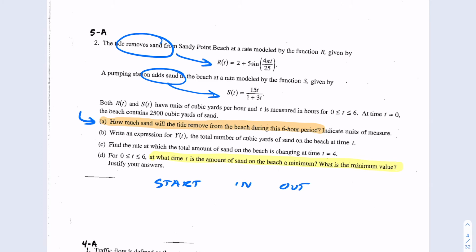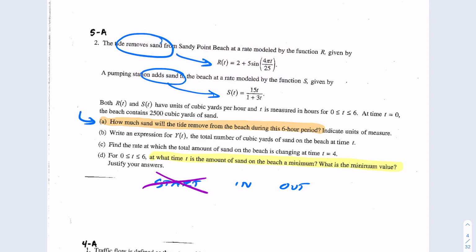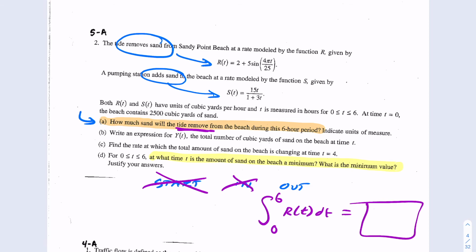In this case, if you're just trying to figure out how much sand is being removed, it does not matter what you start out with, and it does not matter how much is going in. We're focusing purely on how much is being removed. So we're just going to integrate from 0 to 6 because it's a 6-hour period. We're going to use the integral of the rate at which it is being removed, so R of t here. And then you plug and chug and you get your answer.